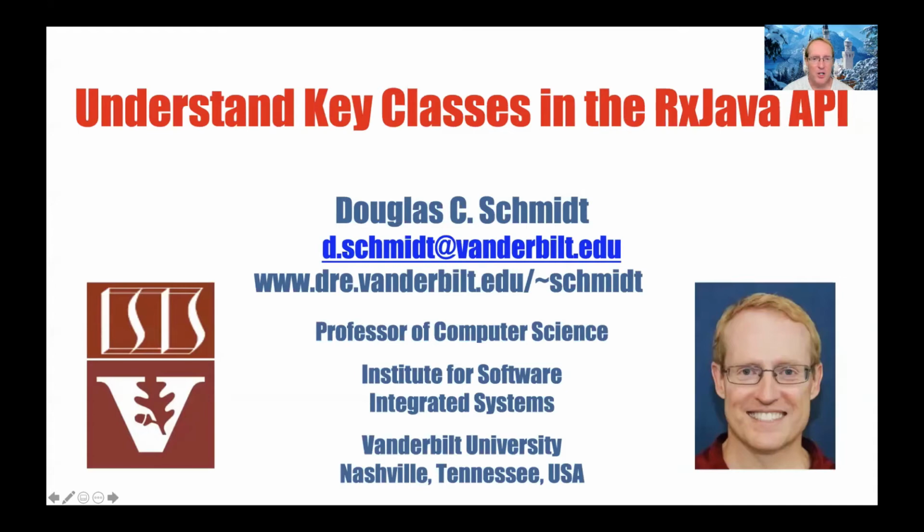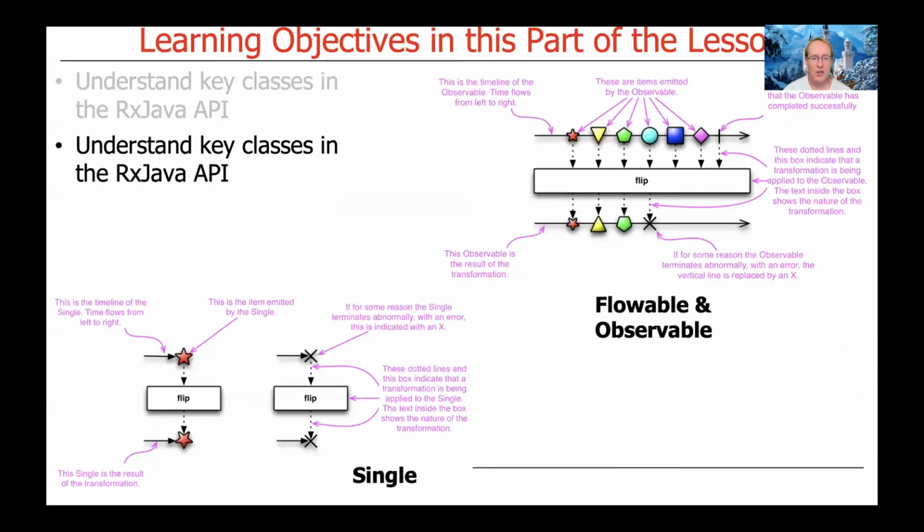So now that you've seen the big picture of reactive programming and got a little overview of some of the mechanisms like RxJava and Project Reactor, let's start diving into the key classes that you'll need to be able to master in order to be successful in assignment number 4 that come out of the RxJava API. And so we'll talk about the key abstractions there.